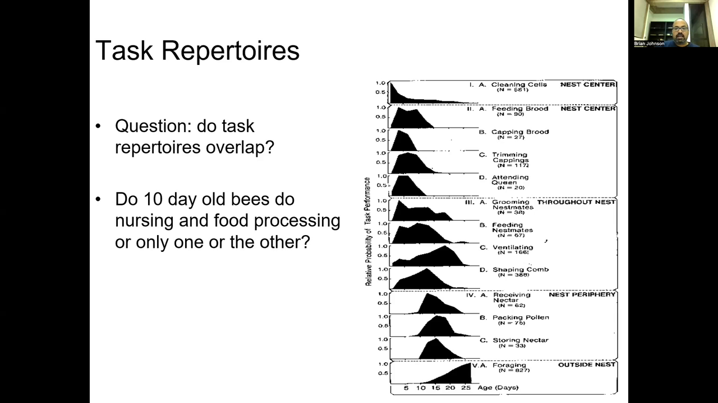By whether or not the task repertoires overlap, I mean, if you look at, say, a 10-day-old bee, for example, some of them are already doing these middle-age tasks, 10 and 11. There's some bees that are already packing pollen, already processing nectar. There's also a big bump of activity in feeding brood and capping brood, which are the nursing tasks. And so is that because some bees transition early and some bees transition later to being middle-aged bees? So in other words, are some 10-day-old bees nurses and some 10-day-old bees middle-aged bees, or are some 10-day-old bees doing both nursing and middle-aged tasks? That's kind of the point.